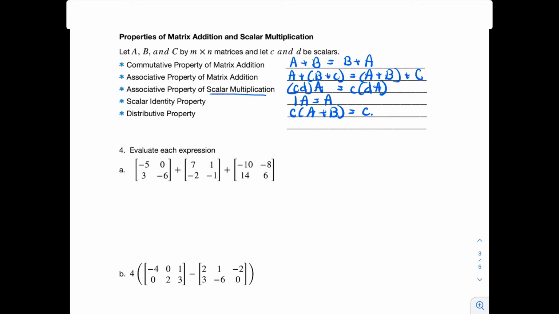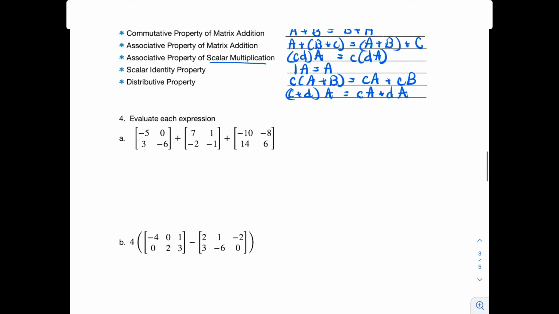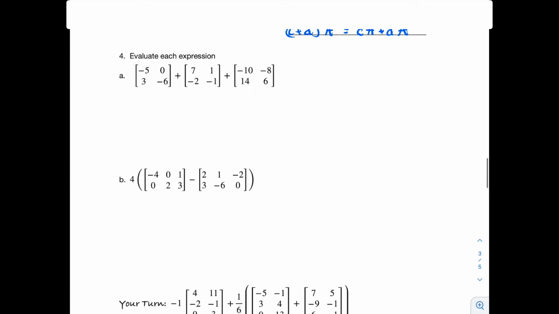And then distributive property, if the scalar C is multiplied by matrix A plus matrix B, that's the same as scalar C times matrix A plus scalar C times matrix B. Likewise, if I have two scalars being added together, I can distribute the matrix, and scalar C plus D times matrix A is the same as scalar C times matrix A plus scalar D times matrix A. All right. So that kind of just talks about the order of operations, what you can do.